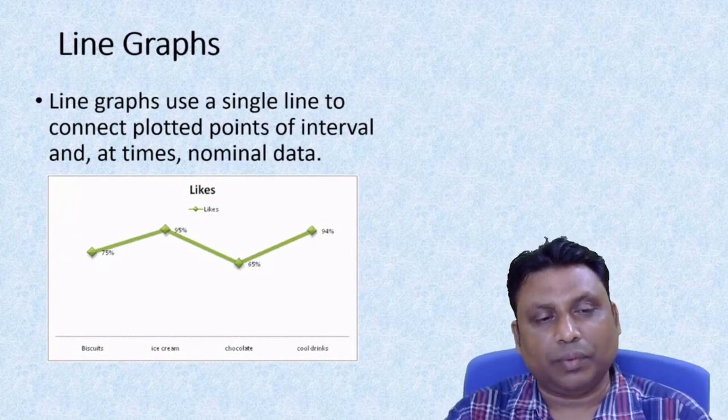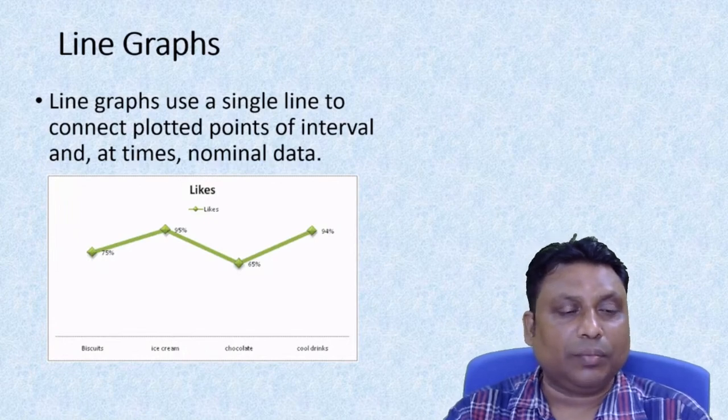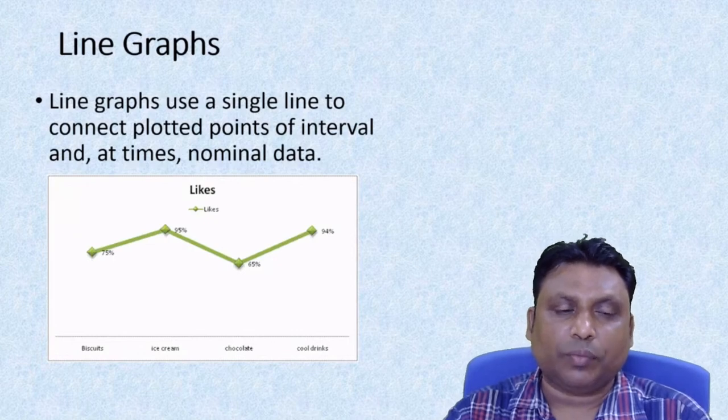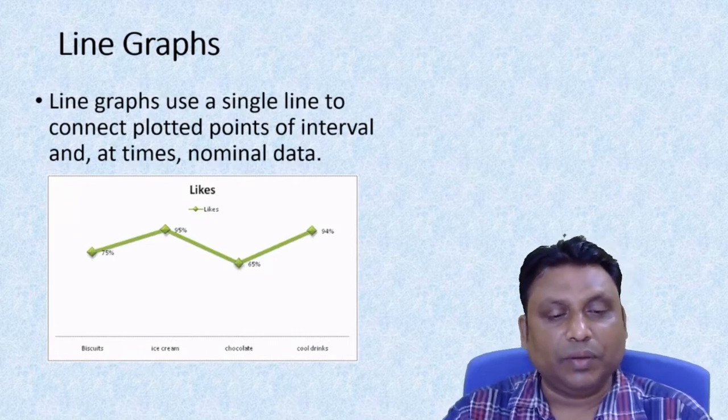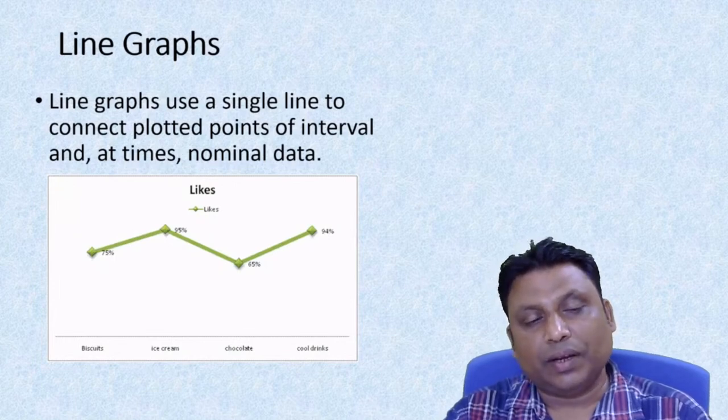Suppose you are going for a survey, and from that survey you have to find out what is the liking of the products of our organization. So how can you find out? You collect the information from the product biscuits, from the product ice cream, from the product chocolate, and from the product cold drinks. So in biscuits, what happened? The 75%. So in this case, what happened?